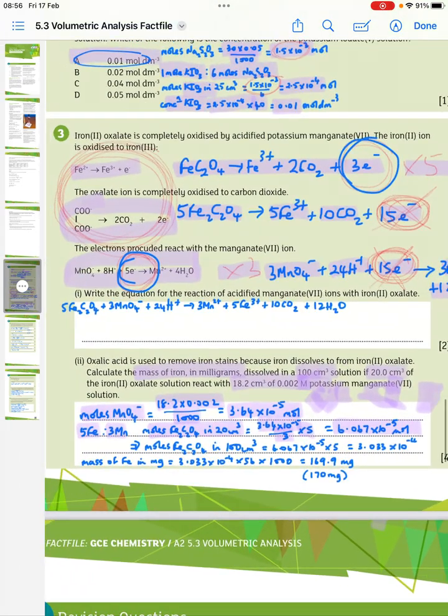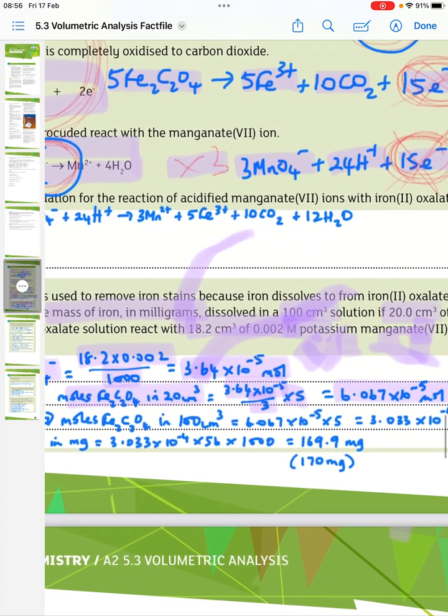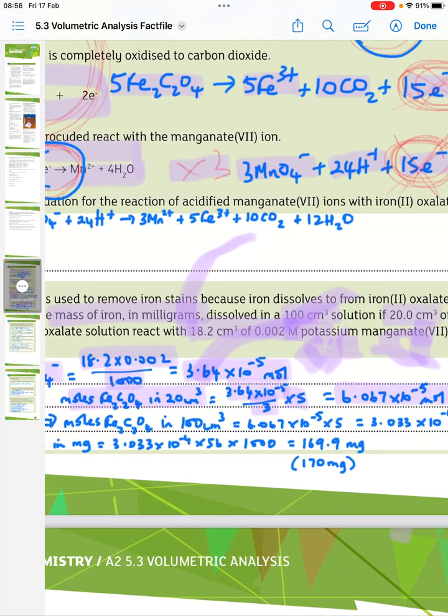There we go. The next bit is the number of moles of the iron oxalate, let's do it again, in 100 cubic centimetres. And then because we're going from 20 to 100, we're multiplying by 5, and that is giving us 3.033 by 10 to the minus 4.